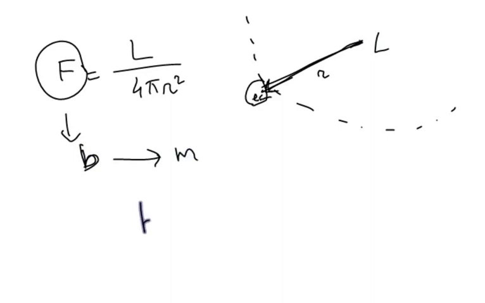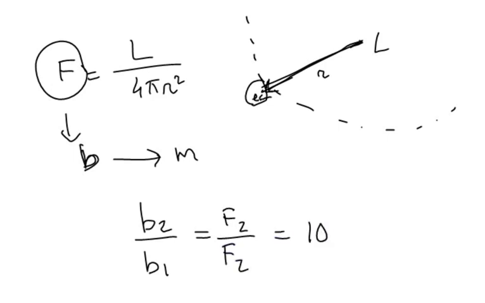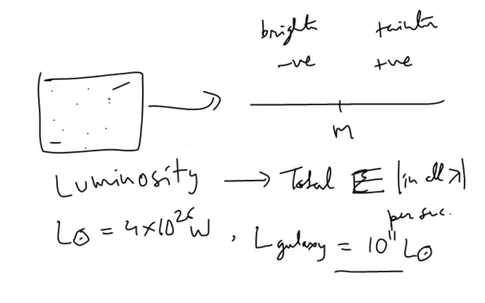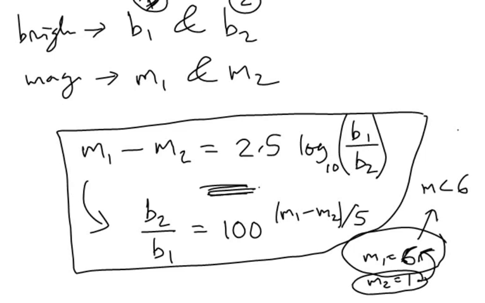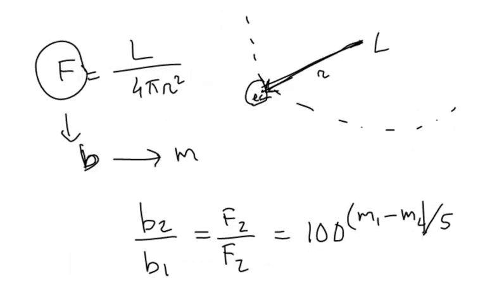So this means that B2 by B1 is just equal to F2 by F1, and so using our previous relation we can write like this: 100 to the power (m1 minus m2) divided by 5. I think you remember, where was it? Here, you see. So this is the relation in terms of apparent brightness, and now we are defining this in terms of radiant flux.